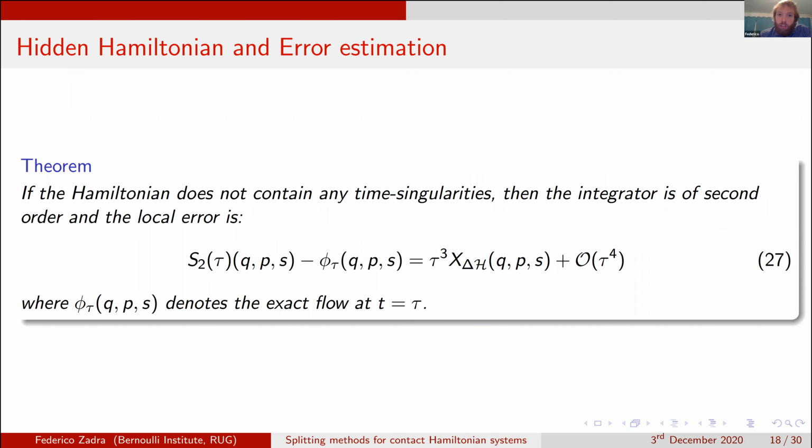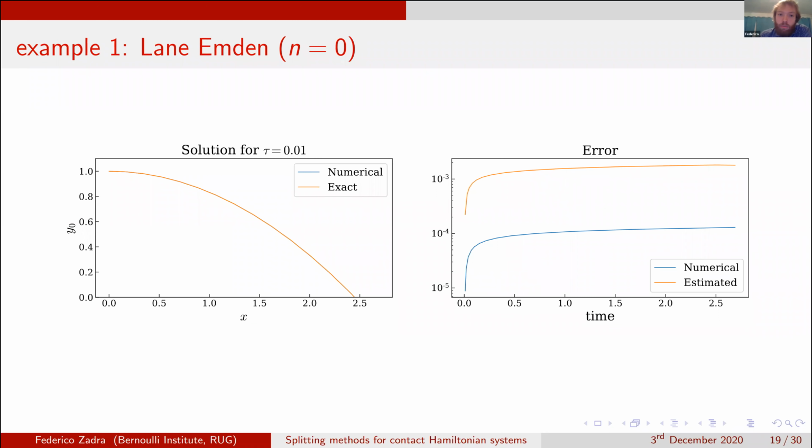What is needed in order to have the error estimation is this theorem that gives us the possibility to compute the local error, so not the global error on the whole integration, but just at each step. It's what we have done in the following slides. We have the integration of the Lane-Emden equation with n equal to 0.